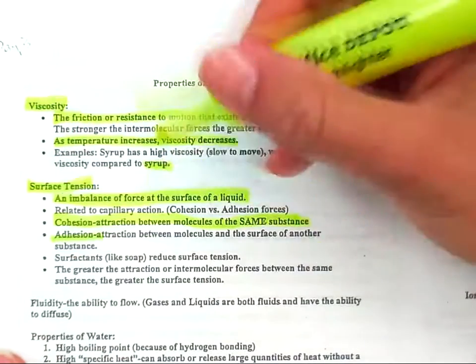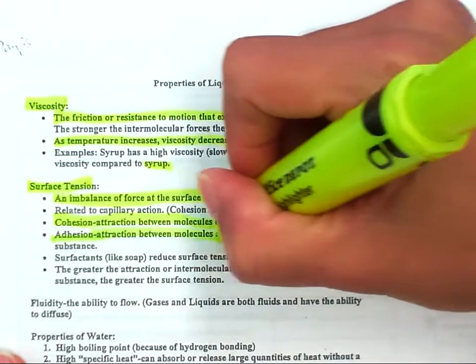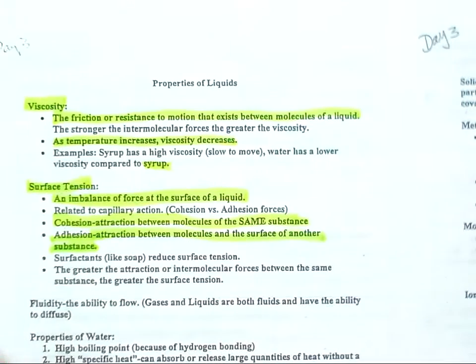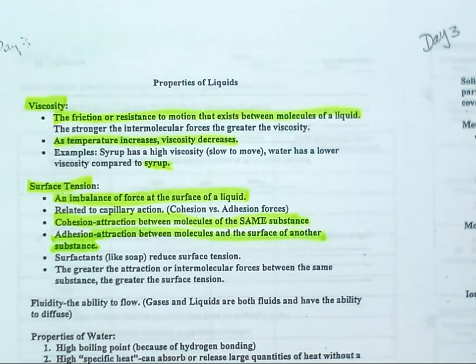Adhesion is the other word that you need to know. The attraction between molecules and the surface of another substance. So like if you had water in a test tube, you know about the meniscus where the water kind of sticks to the sides of the test tube and you have to read the bottom of the meniscus? Okay? It's because that water is attracted to the test tube. That's an example of adhesion, like water attracted to the test tube. Okay, that's what I would focus on there.